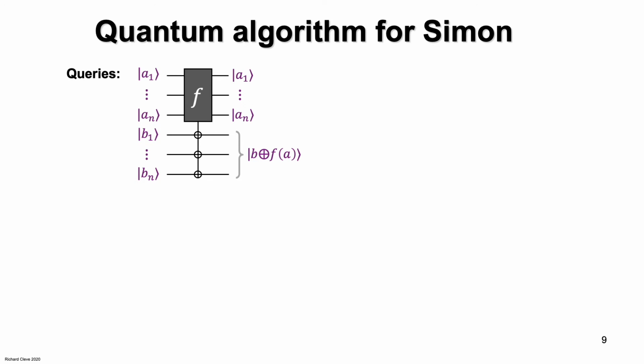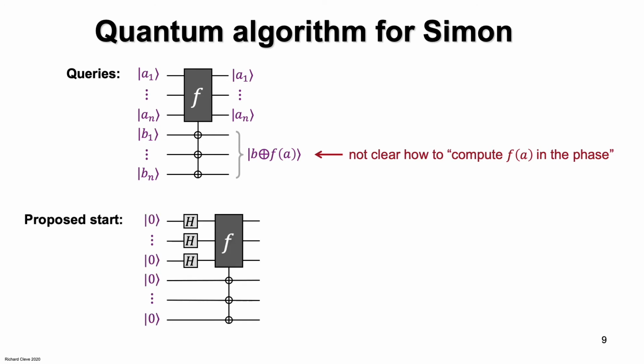With queries like this, it's not so clear how we could query in the phase, as we did with all the quantum algorithms in the previous lecture. We'll start out differently, with the target qubits just in state ket 0. But we will put the inputs to F into a uniform superposition of the n-bit strings, and then we'll perform an F query. What's the output state of this circuit? You may pause the video to think about this.